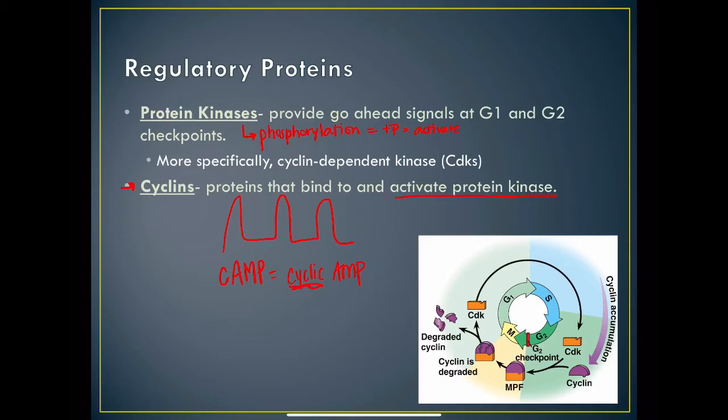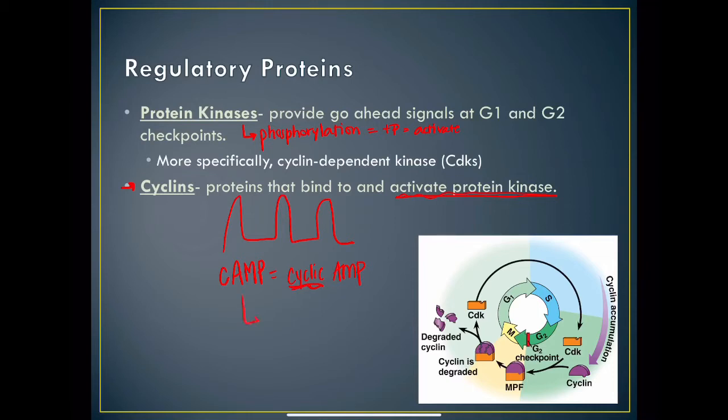And it's cyclic because it's a cyclin. It also fluctuates in concentration in the cell, okay? And it activates protein kinase, okay? Once it activates protein kinase, then protein kinase can phosphorylate these other molecules that help to start the cell cycle.